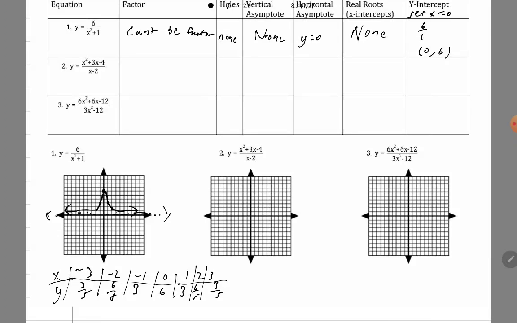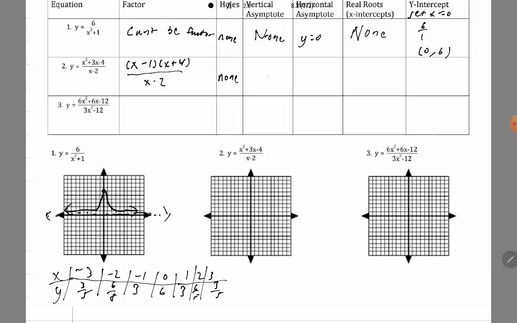Alright. So, number 2, let's factor the top. Two numbers that multiply to -4 and add up to 3. That would be x minus 1, x plus 4. And then on the bottom, we just have x minus 2. So it's factored. We can't do anything. So holes, nothing cancels out, so there's no holes.